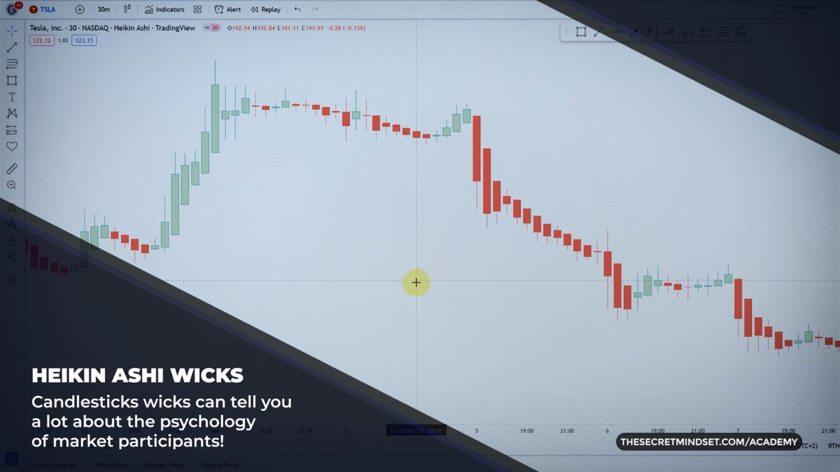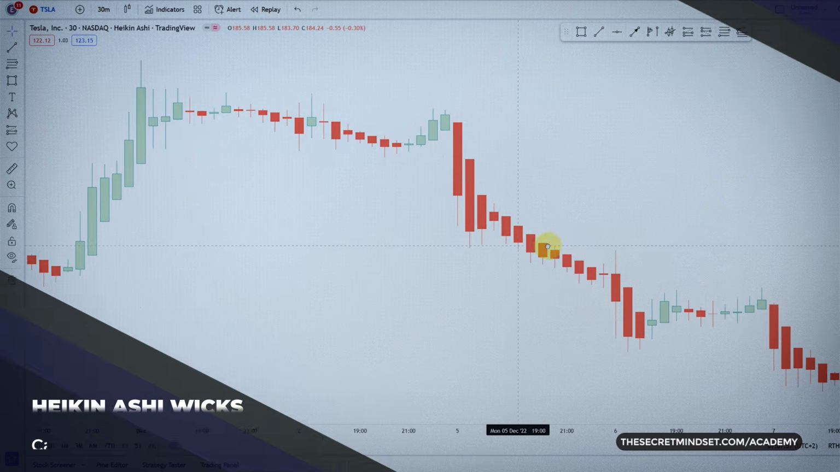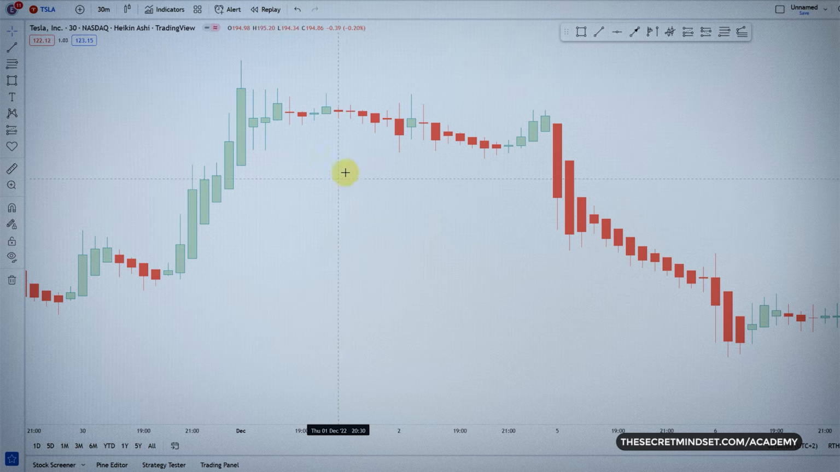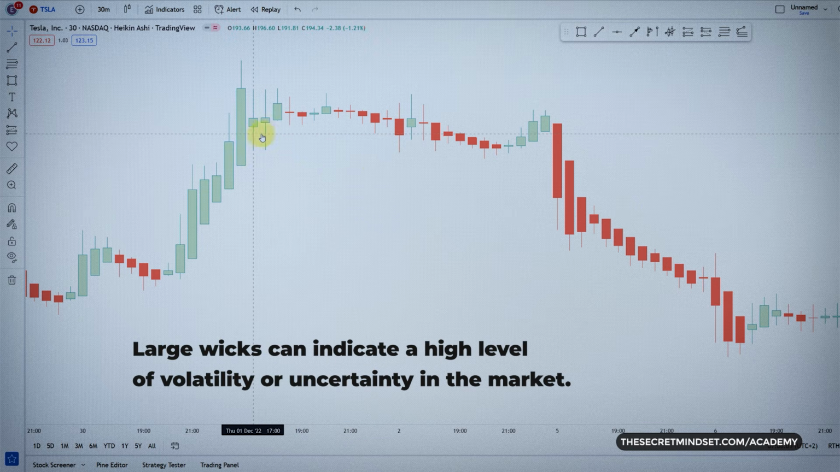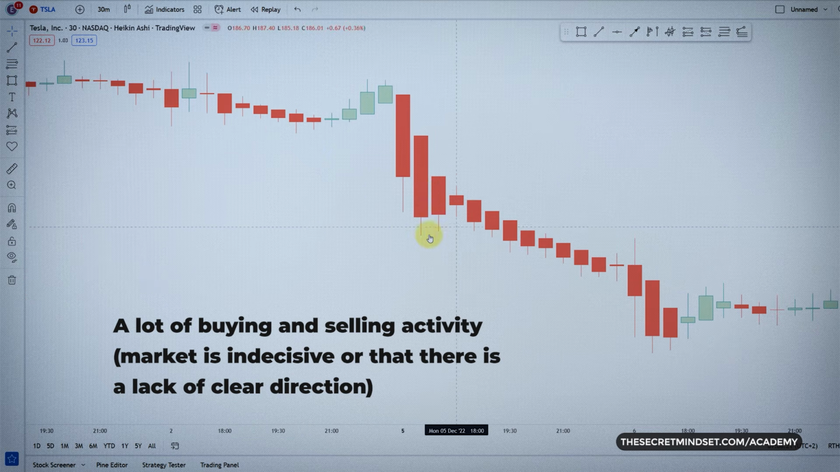Candlestick wicks can tell you a lot about the psychology of market participants, and it definitely must play an important role in your price action analysis. In a Heiken Ashi chart, large wicks can indicate a high level of volatility or uncertainty in a market. For example, if the high and low prices for a particular time frame are significantly different from the open and close prices, it may indicate that there was a lot of buying and selling activity during that period. This could be a sign that the market is indecisive or that there is a lack of clear direction.